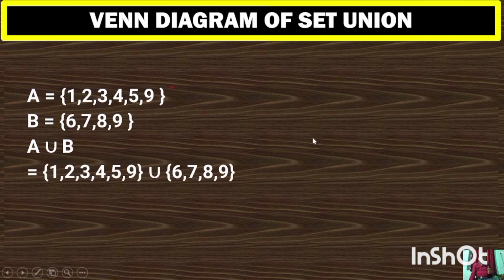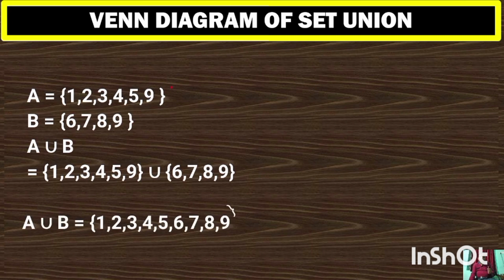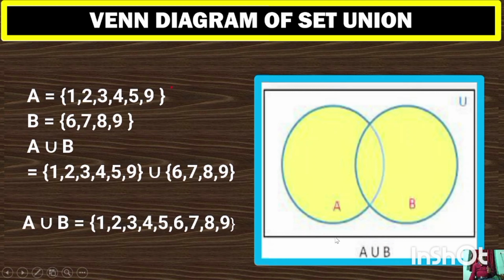Understand? So A union B we shall get 1, 2, 3, 4, 5, 6, 7, 8, 9 by taking all the elements of A and B. So let's see how to write it in the Venn diagram. This is the Venn diagram of A union B.